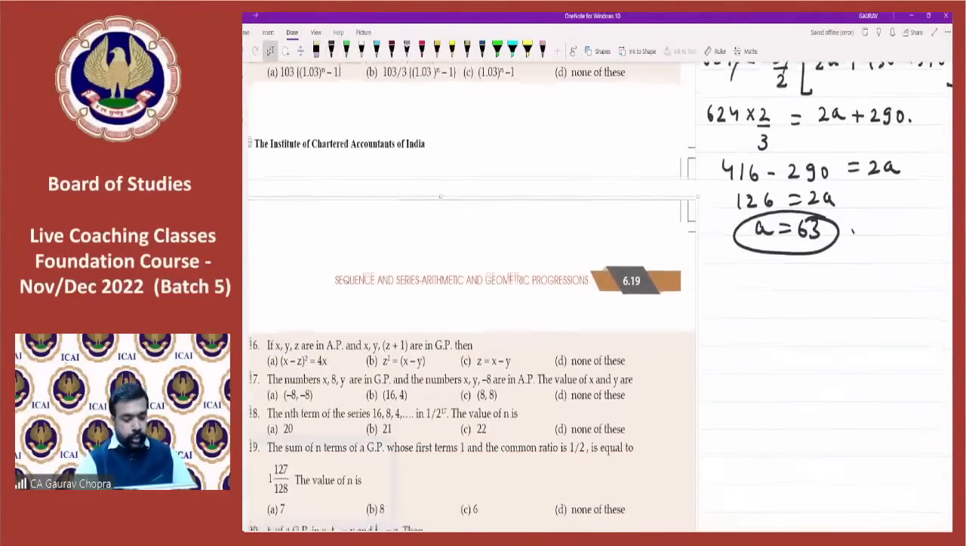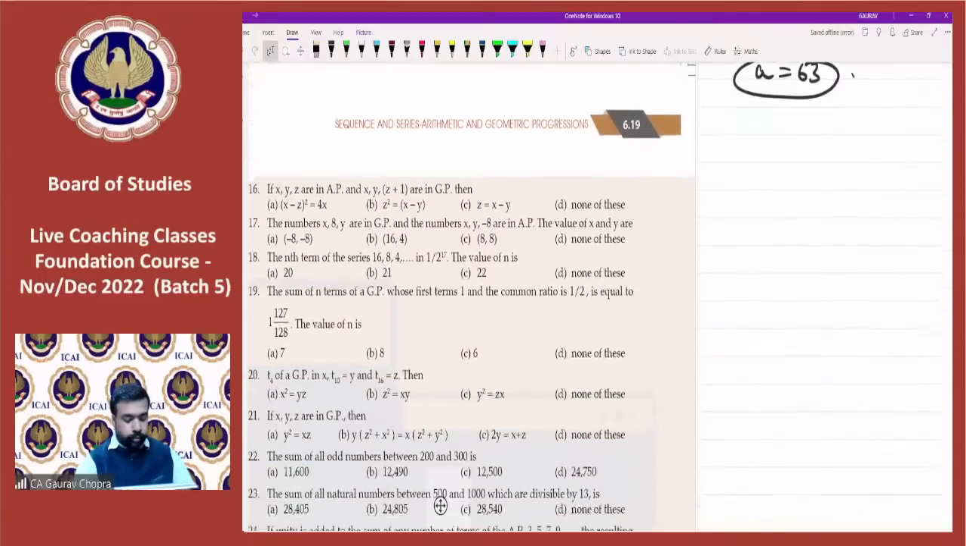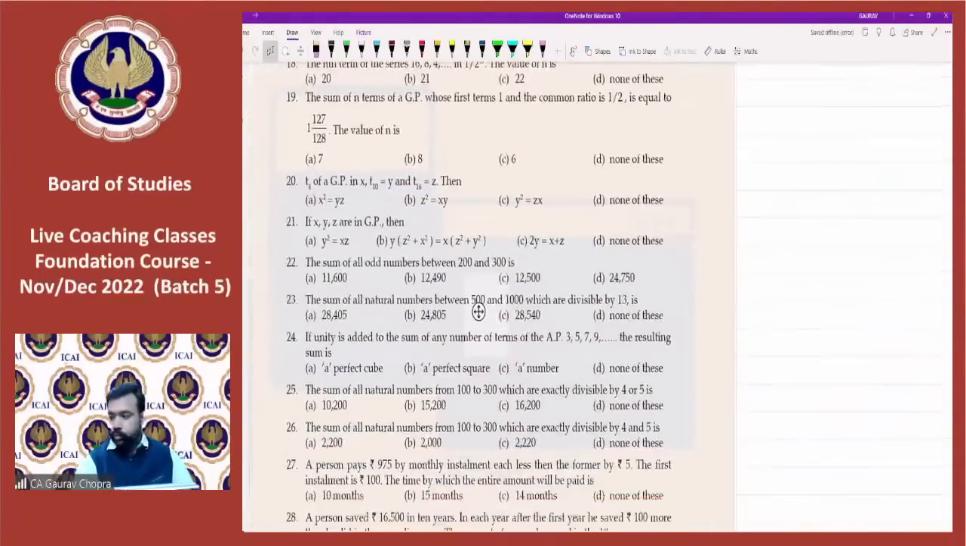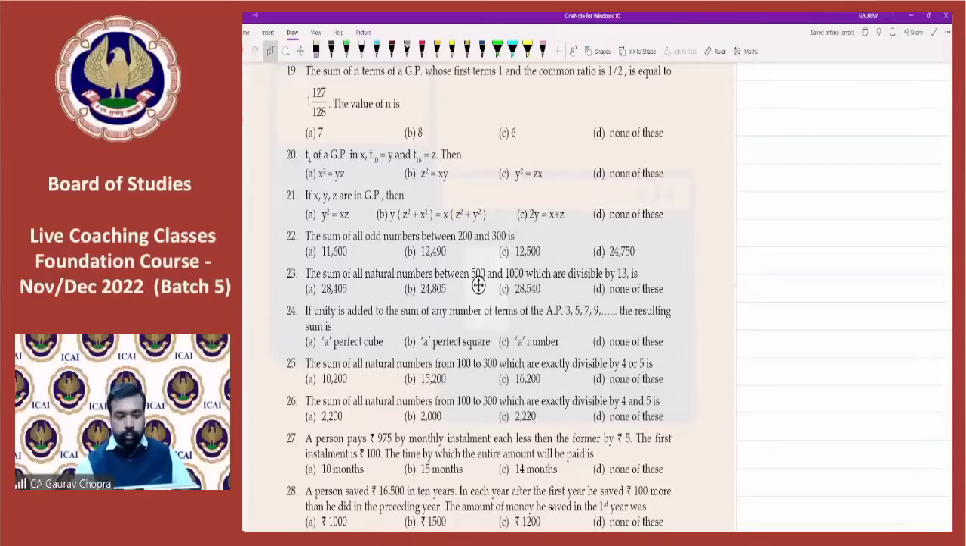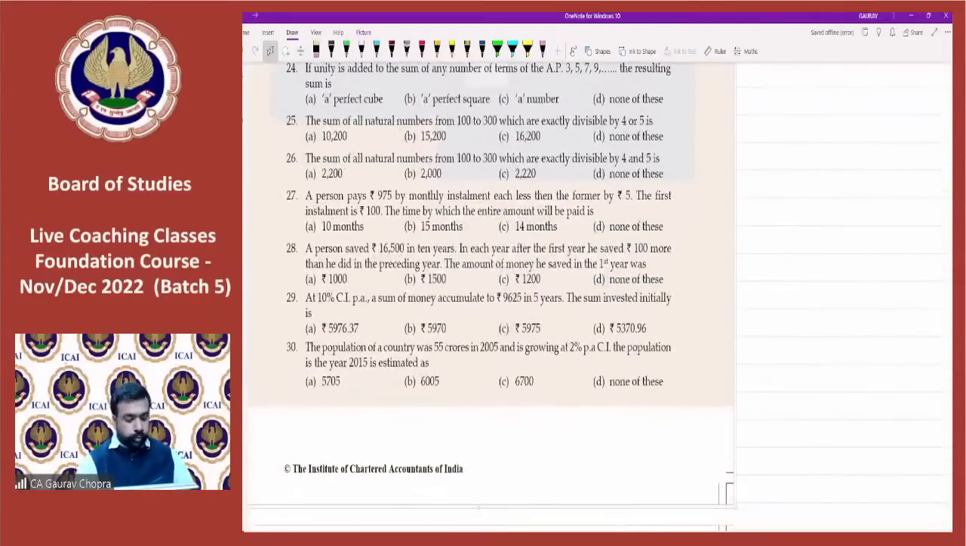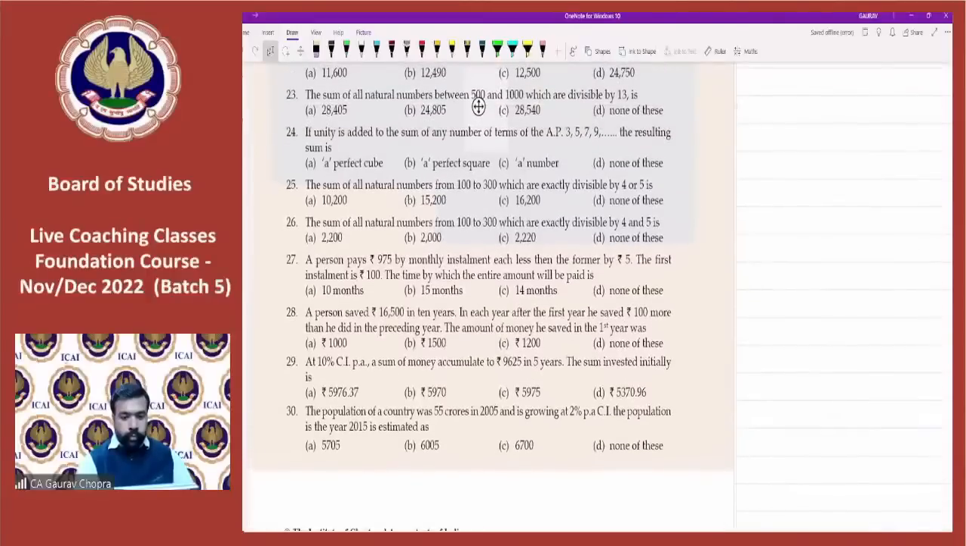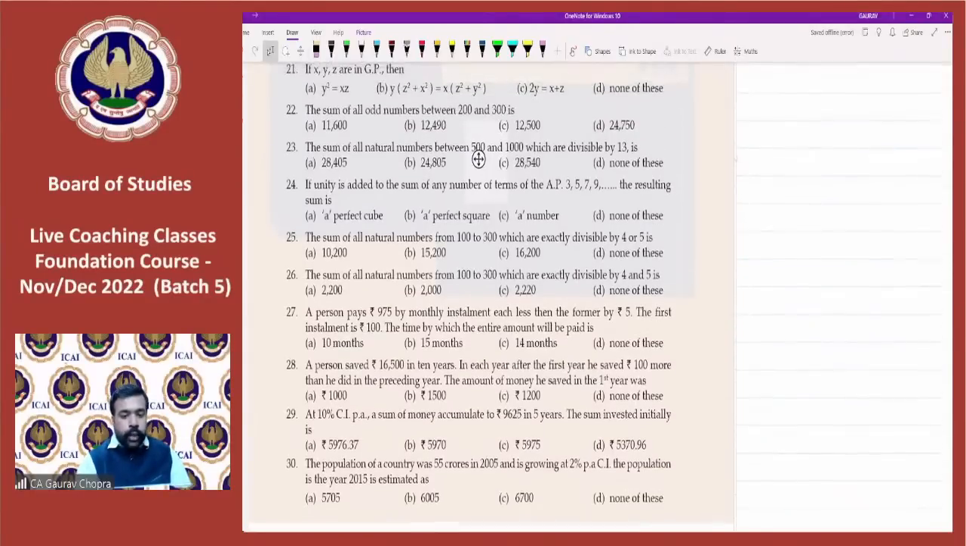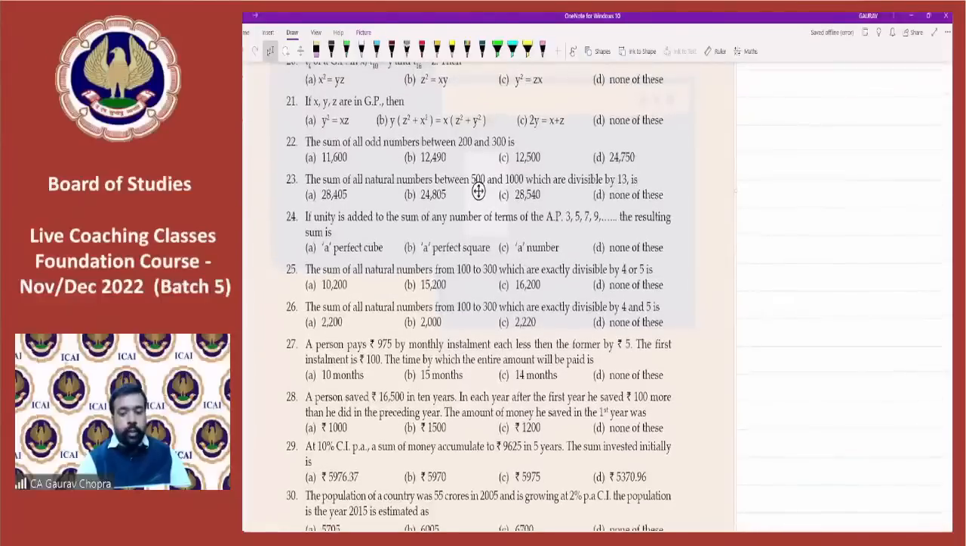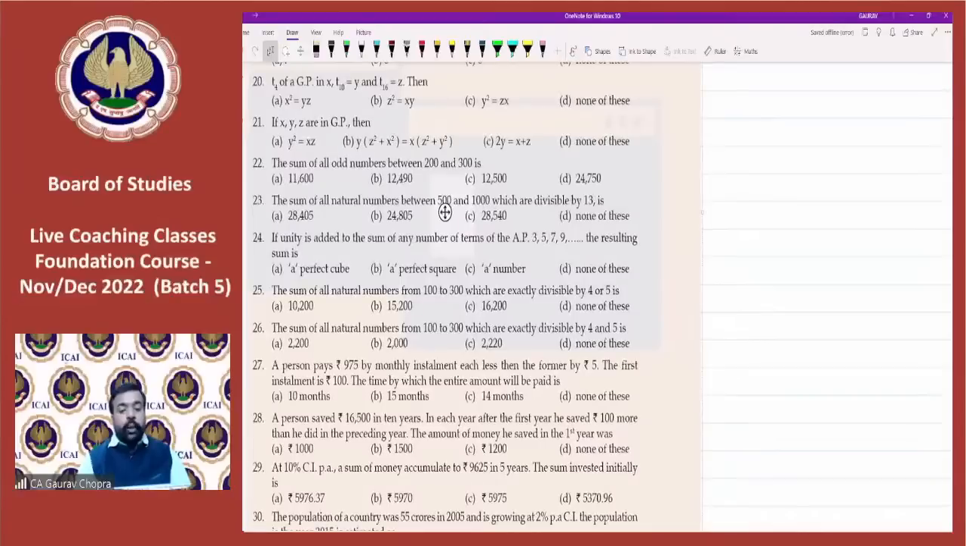Then let's check the next one. Question number 27, 28, all these are similar. Now let us do one more question, that is 23. We are doing question number 23.